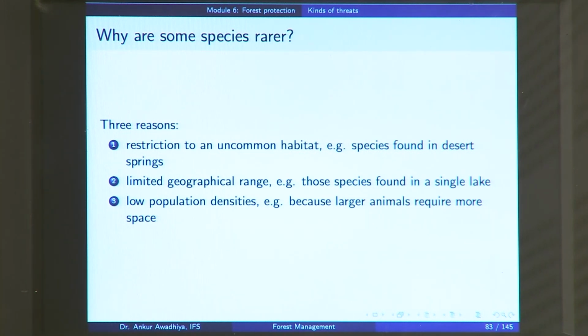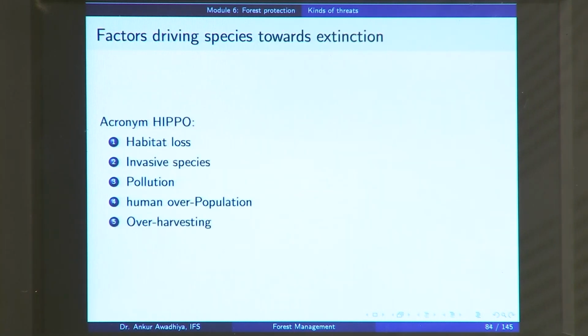So, the impacts of human beings on these forests and these species is even greater, and the factors that are driving species towards extinction can be remembered with this mnemonic called HIPPO. So, HIPPO: H is the loss of habitats, I is invasive species, P is pollution, another P is human overpopulation, and O is over harvesting. What is over harvesting?